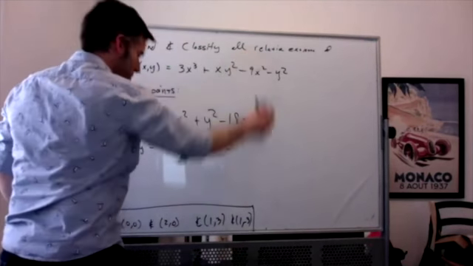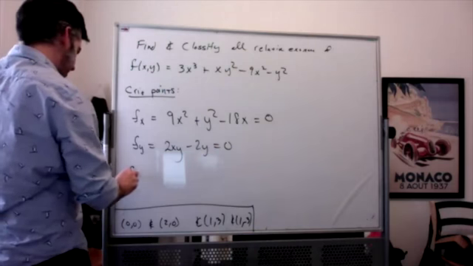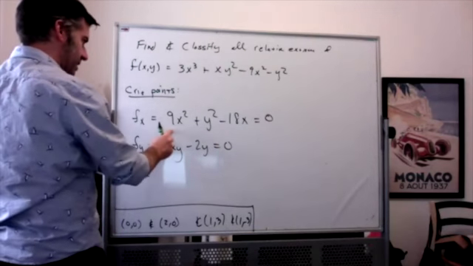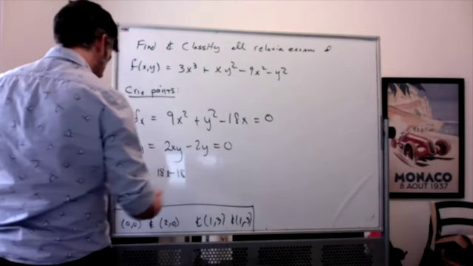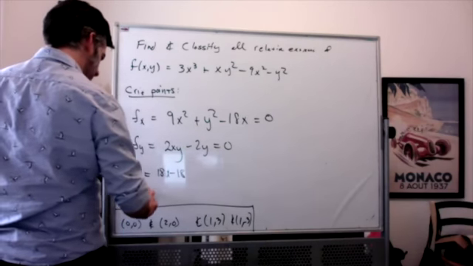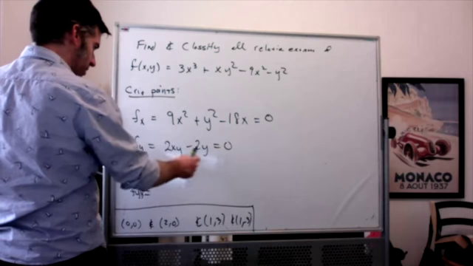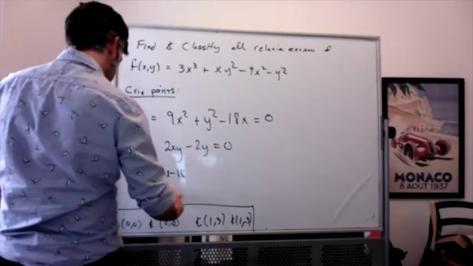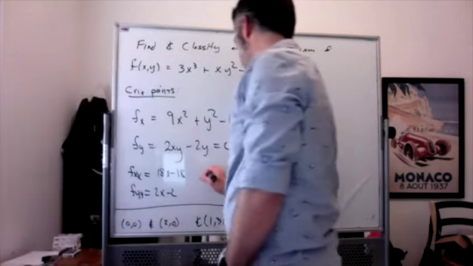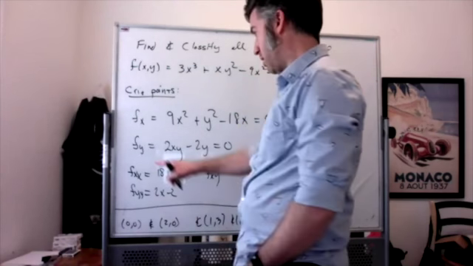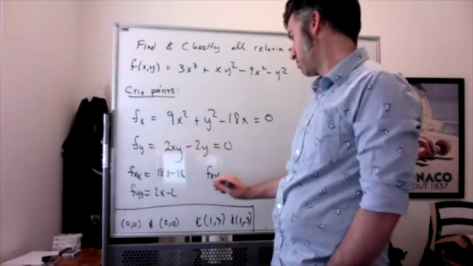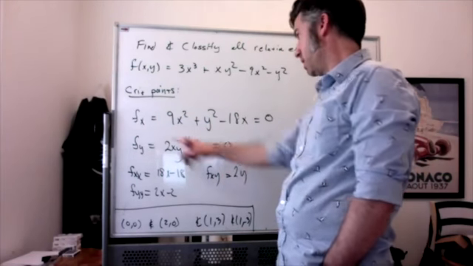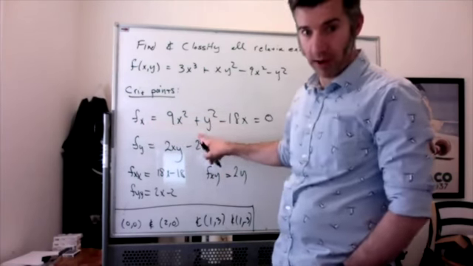and our mixed partial. So fxx is going to be 18x minus 18. Fyy is going to be 2x minus 2. And fxy, or fyx, so fyx would be 2y. fxy would be 2y. Good, they're the same.